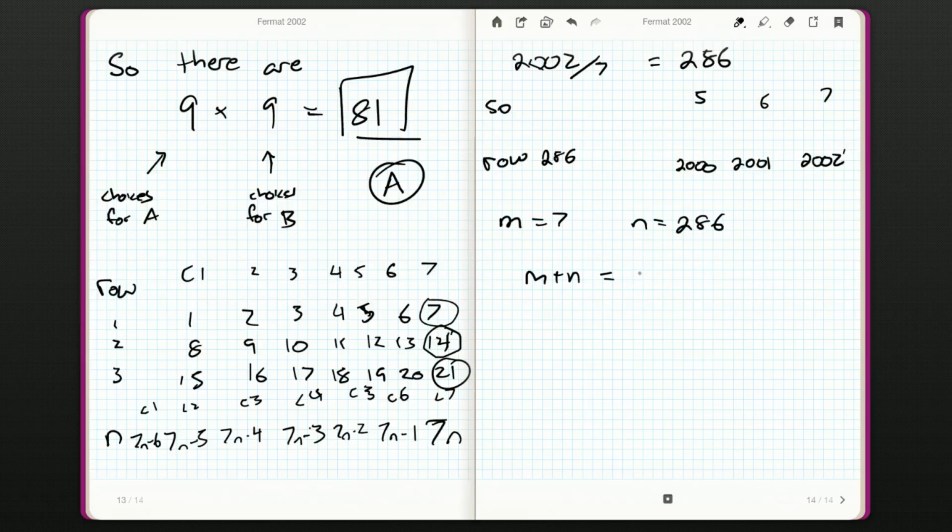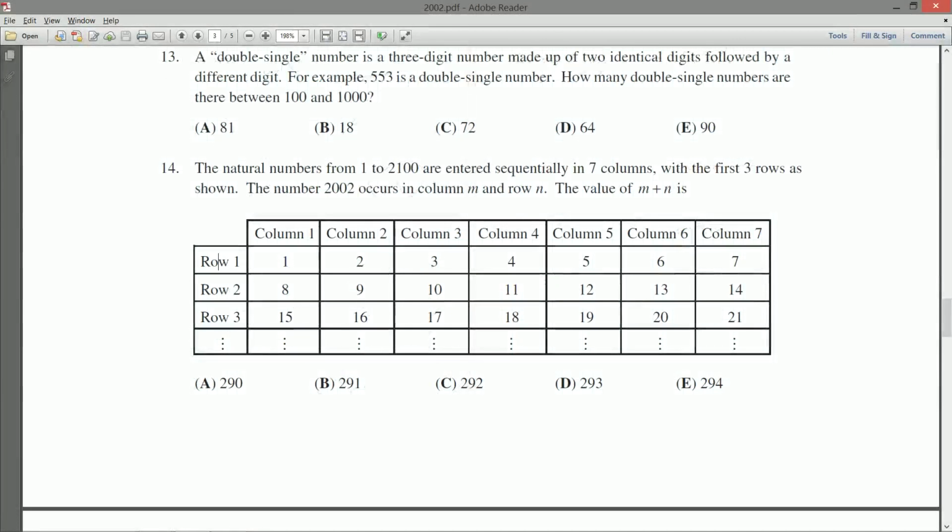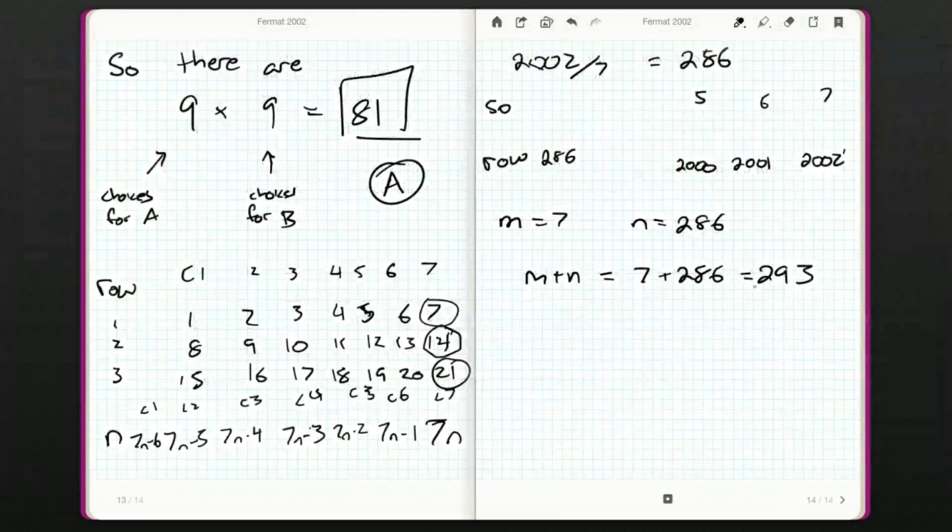And what did we want in the question? We wanted m plus n. And that, I believe, is 293. Okay, so that does it. That's a D. So we're going to mark a D and move on. That was question number 14.